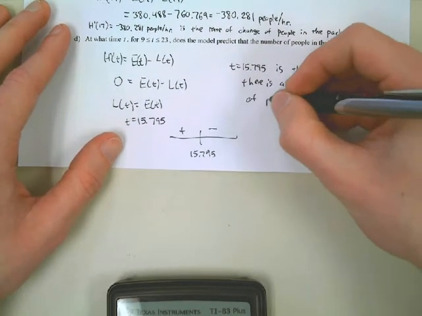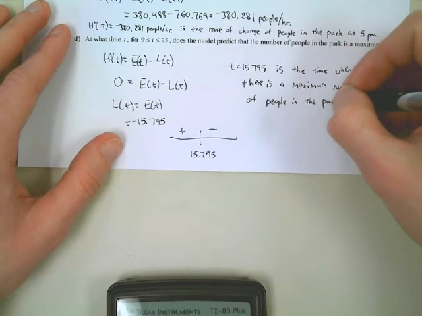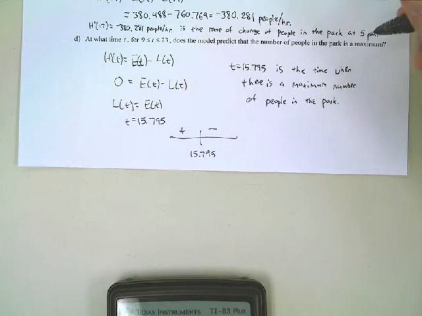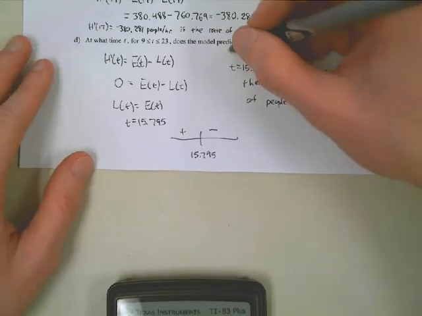Luckily, we don't have to figure out how many people are in the park, although we could figure out the number of people in the park at that time. But we don't need to. We're done. That's it. We don't need to justify either, right? No. So really, you could have just circled the t equals 15.795 hours and then been done. But there it is.